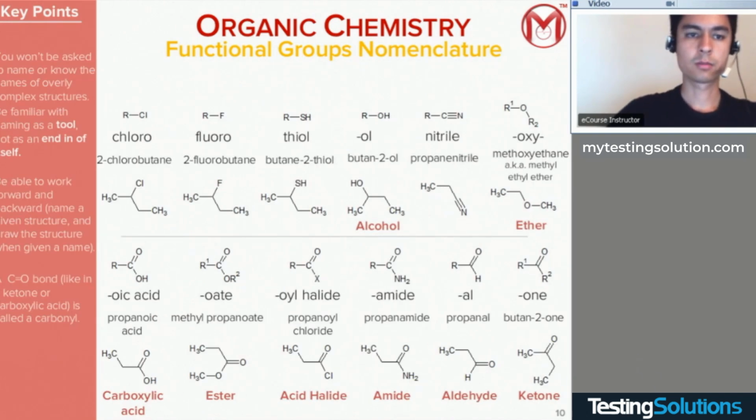We have our halides, chloro, fluoro, iodo, bromo, our thiol groups, or our SH groups, alcohols, nitriles, ethers. You should recognize all of these and know what functional group they are. And then we have, below this line, all of these functional groups. You'll notice that they all have the carbonyl group, which is a C double bonded to an oxygen.